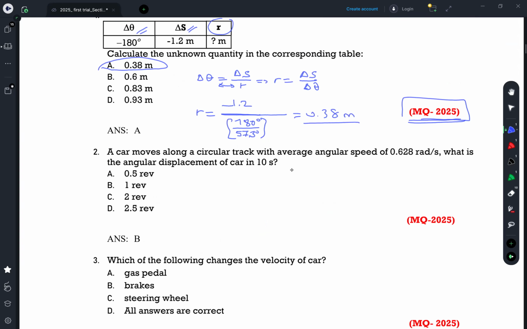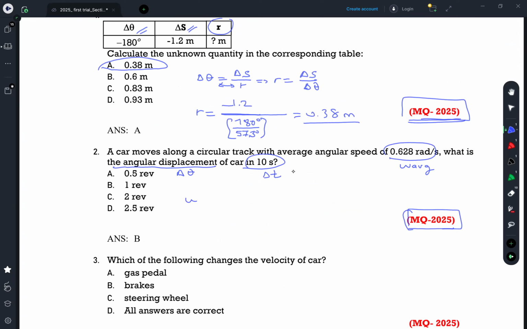Next question is about angular speed. This question was asked for the first time in this way, and it was easier than previous years' angular speed questions. A car moves along a circular track with an average angular speed, omega average. What is the angular displacement of the car in 10 seconds? Delta t is given, delta theta is asked.